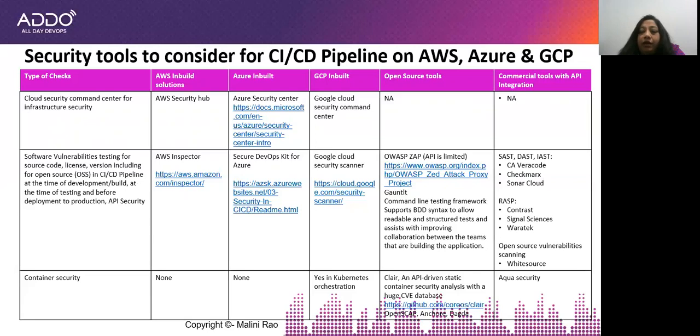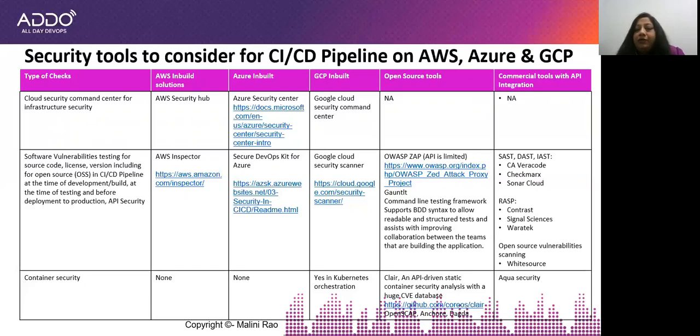So there are others, like Gauntlt, a command line testing framework which supports BDD syntax to allow readable and structured tests, which is also quite good. Both are good. OWASP ZAP is also quite good. The API is limited, I have mentioned here, because it's available for a few programming languages at this time. But what I'm hearing from the OWASP ZAP team is they are coming up with more options.